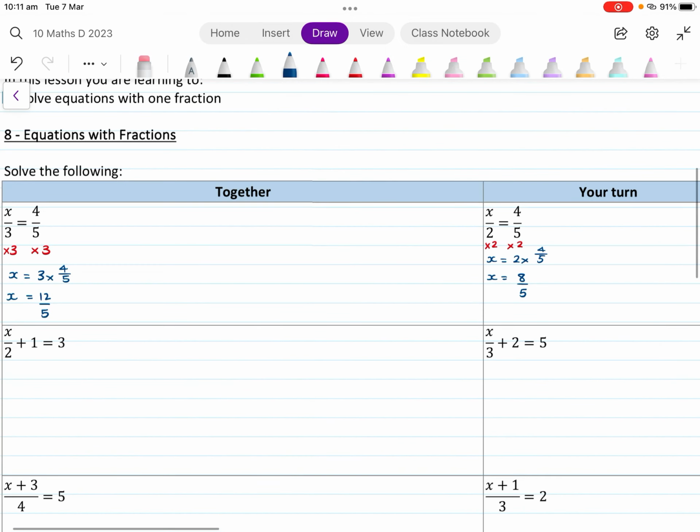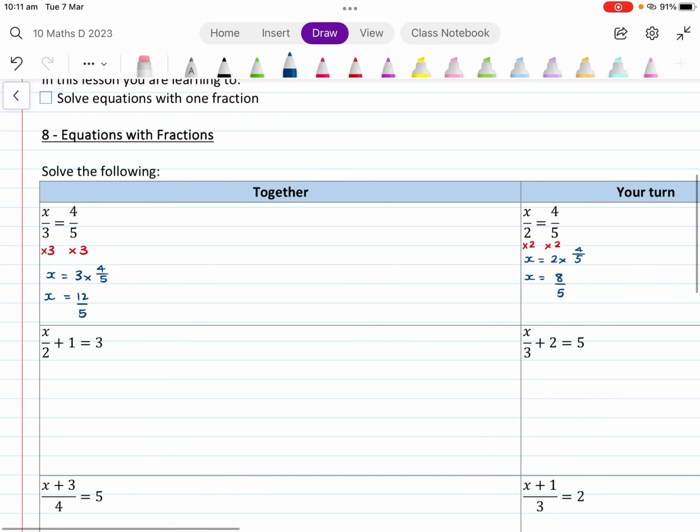The next example we have is x over 2 plus 1 equals 3. What we want to do first is get rid of this plus 1 by minusing it from both sides. That leaves us with x over 2 is equal to 2. We then want to get rid of that divide by 2 and multiply both sides by 2. This leaves us with x equals 4. Alrighty. Copy that down and have a go at x divided by 3 plus 2 equals 5, and pause the video while you do so.